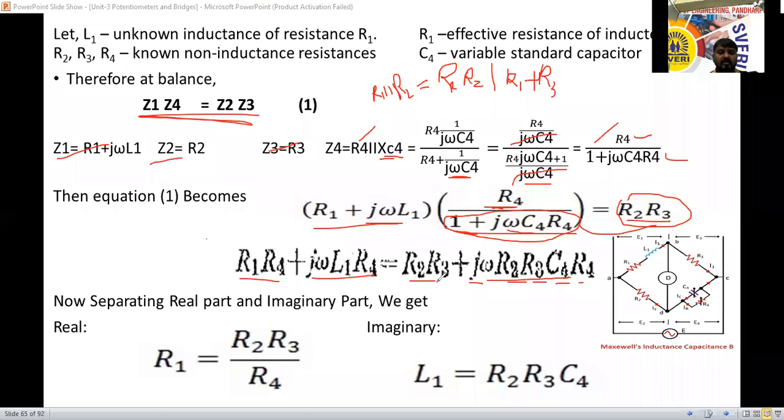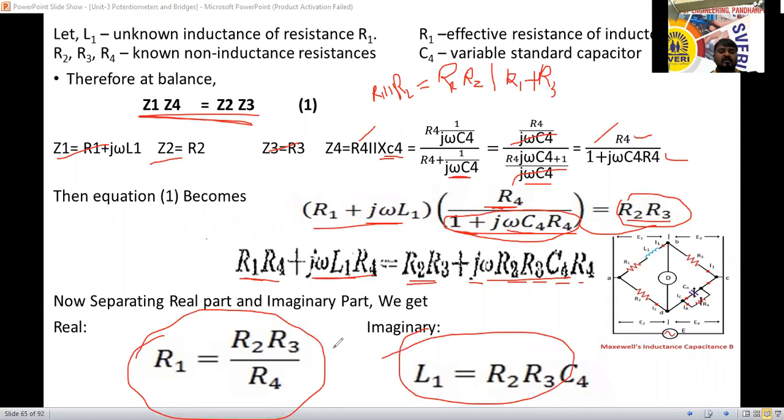Now from this equation, you separate the real term and imaginary term and calculate the R1 and L1 terms here. We have to calculate here. This is the final equation for the Maxwell inductance capacitance bridge. It is the formula for the unknown resistance and unknown inductance here.